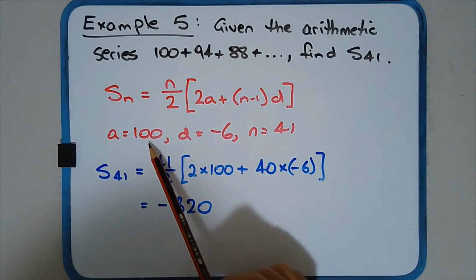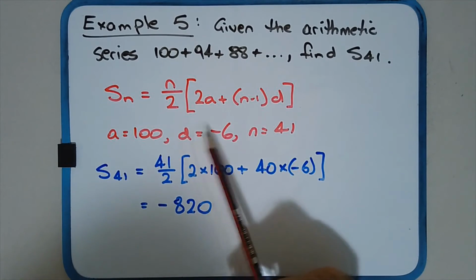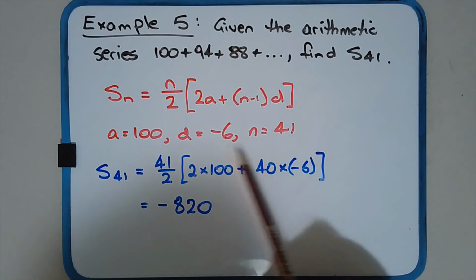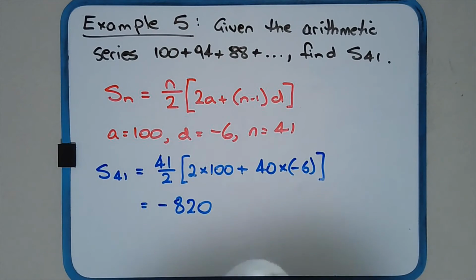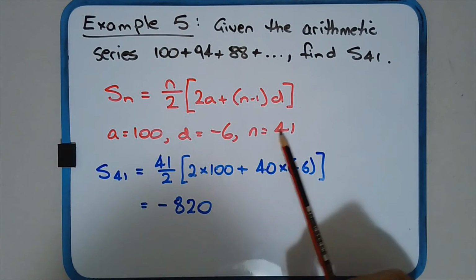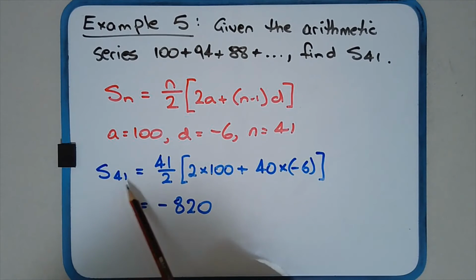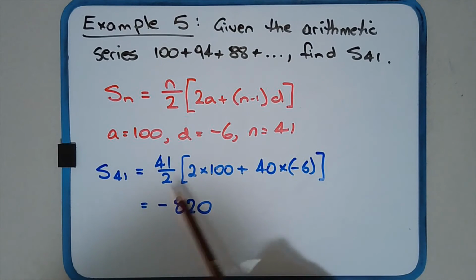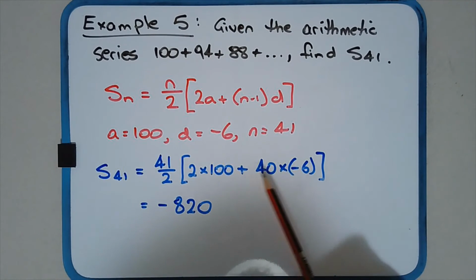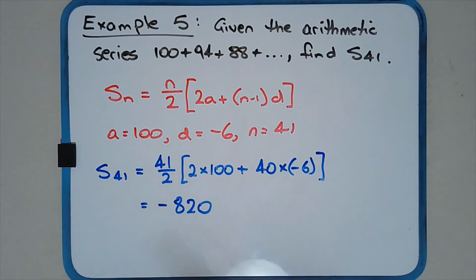Now a equals 100, we know that. d is equal to negative 6, that's the common difference. And we're going to sum the first 41 terms. So substituting these three values into the formula, we have S41 is equal to 41 over 2 outside of (2 times 100 plus 40 times negative 6), that's the n minus 1 there, and that equals negative 820.